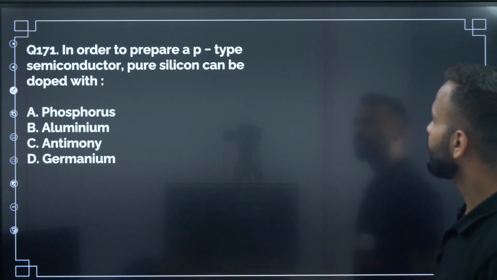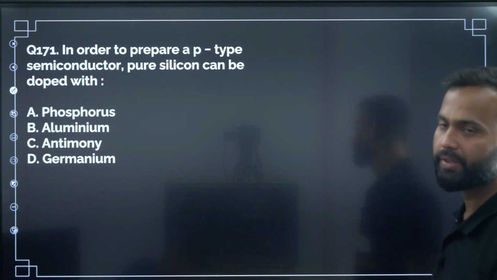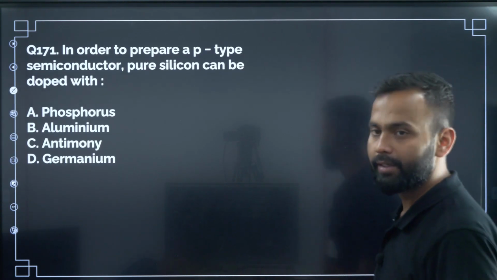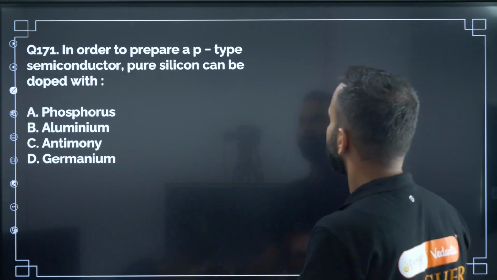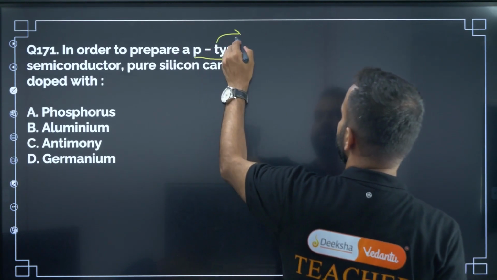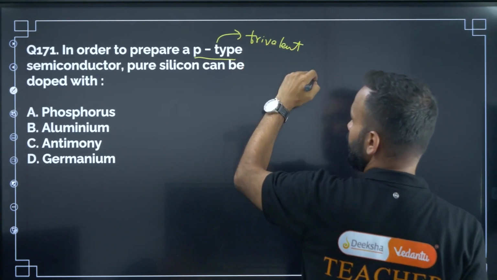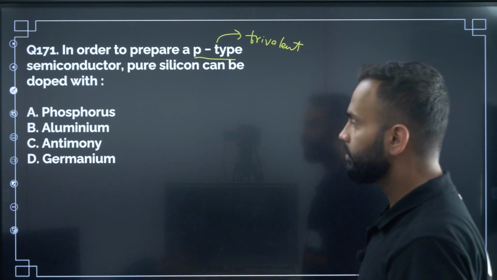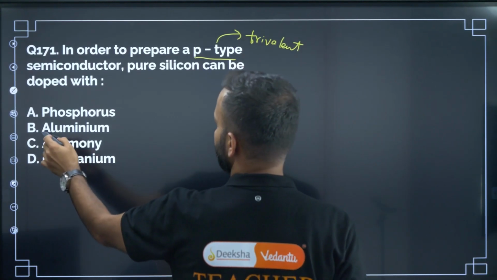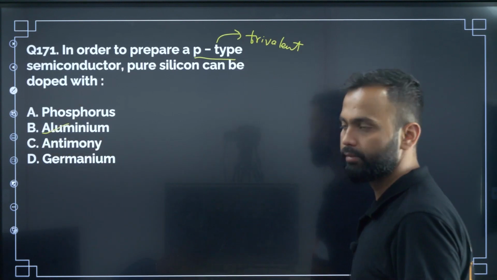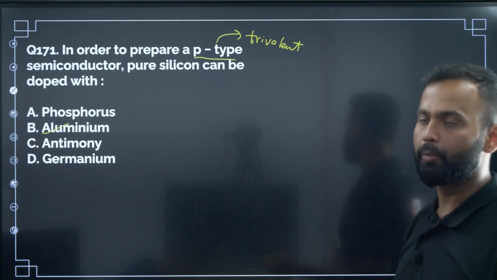Next question, 171. In order to prepare a p-type semiconductor, pure silicon can be doped with. Very simple one. If you want to prepare a p-type semiconductor, you have to dope trivalent impurities, that is boron, aluminum. So option B is the correct answer. A direct, memory-based question.